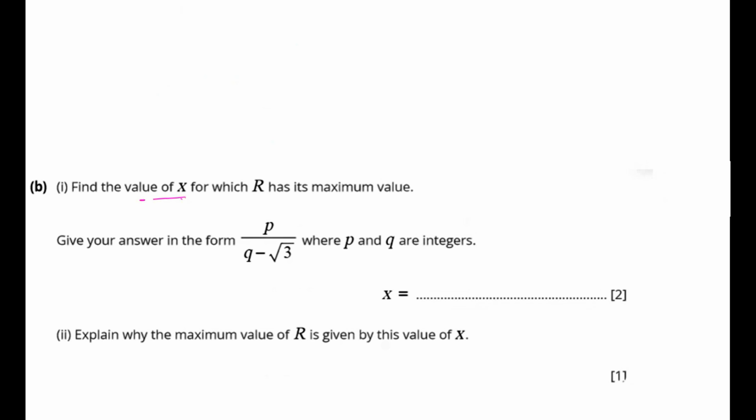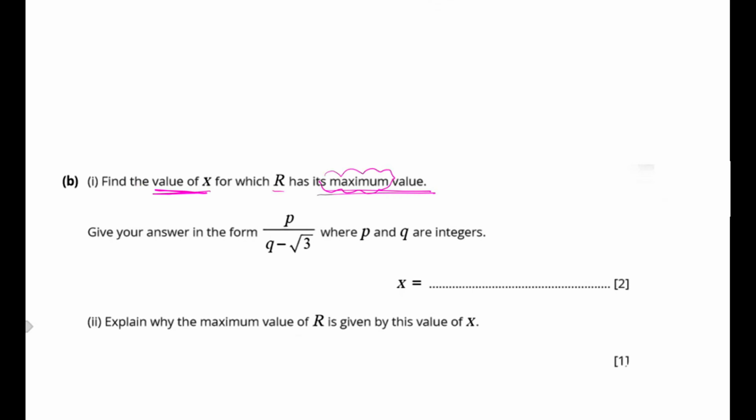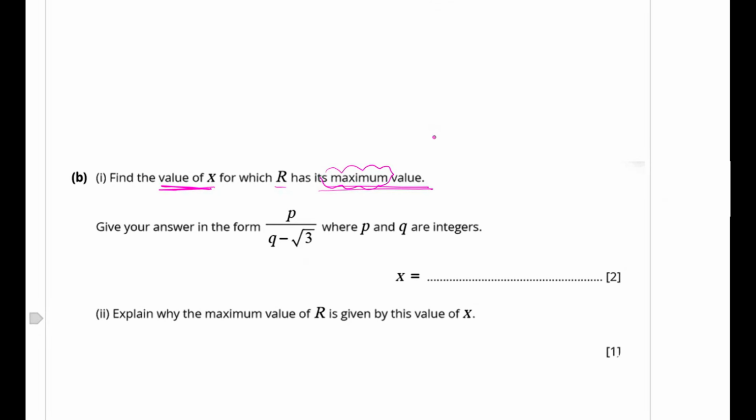Usually part A is all the algebra part, formulas and all of that. Part B will be some sort of differentiation. So let's have a look at part B. It says, find the value of x for which r has its maximum value. If we're talking about a maximum value or we see the word minimum value, what do we do? We differentiate. So a maximum value, which is a stationary point, a maximum point, dr over dx is equal to 0. That's what this tells me.